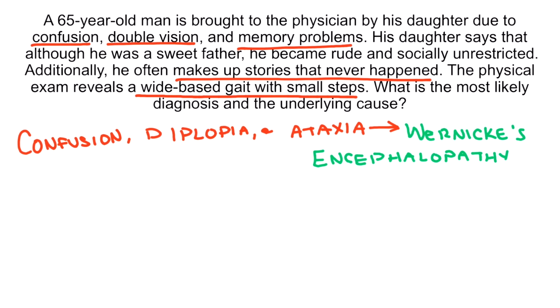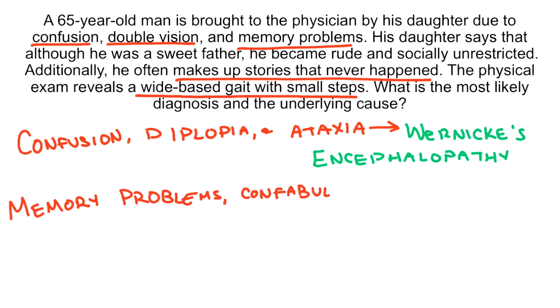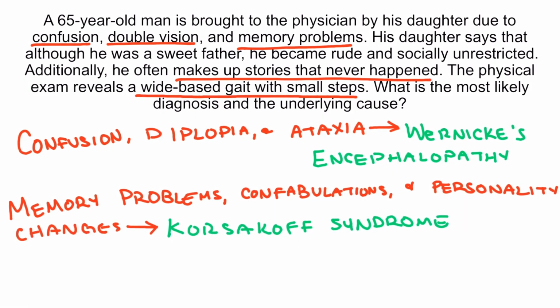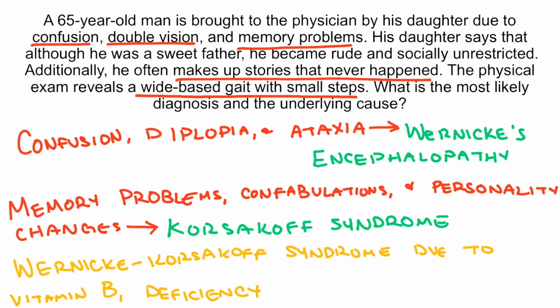Although the patient was a sweet father, he became rude and socially unrestricted. Memory problems, confabulations, and personality changes are characteristic of Korsakoff syndrome. Therefore, this patient has Wernicke-Korsakoff syndrome. Wernicke-Korsakoff syndrome is caused by vitamin B1 deficiency and is most commonly associated with chronic alcoholism.